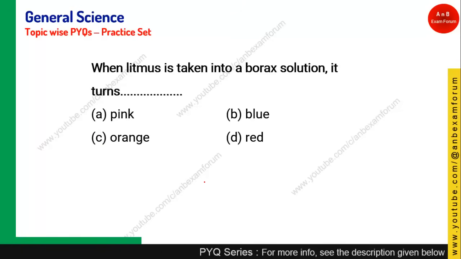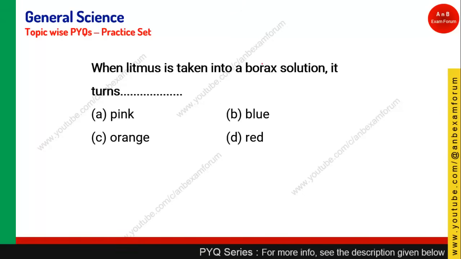When litmus is taken into a borax solution, what does it turn? What you should know is whether this solution is acidic or basic. Borax is a basic solution. If it is a basic solution, it should turn the litmus blue. B stands for blue, so the litmus should turn blue.